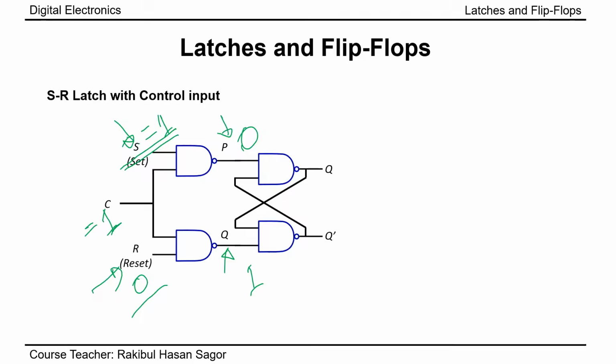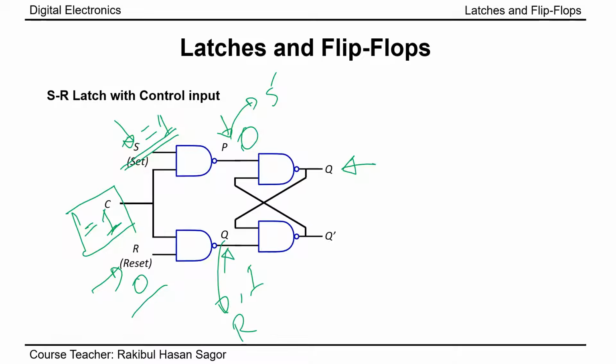So whenever we have P 0 and Q 1, from our previous operation of SR latch using NAND gates, we know this was equivalent to S prime, and this was R prime. The value of S prime is 0, the value of R prime is 1. It means that the output will be set. So we can see this will act like our normal latch if the control signal is equal to 1.